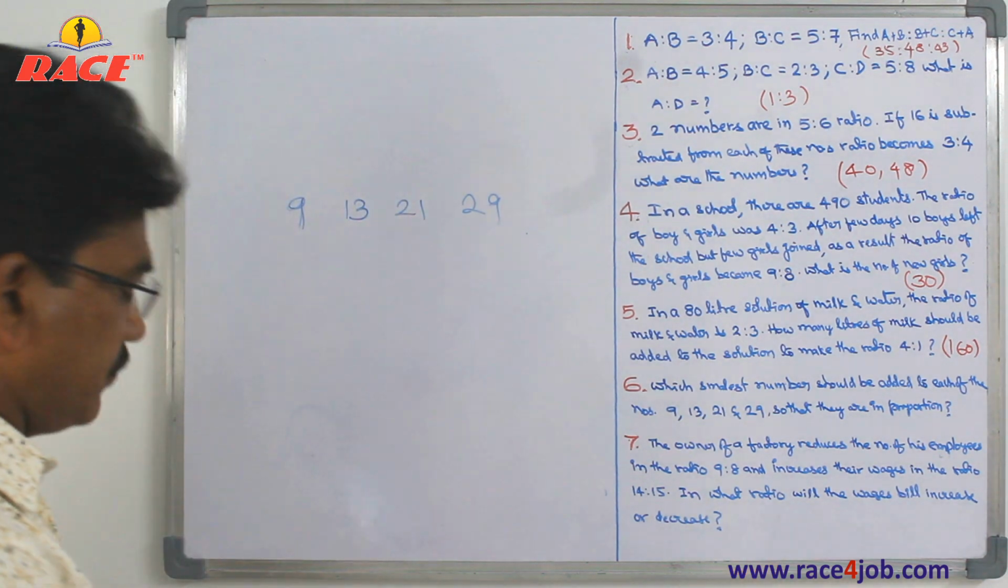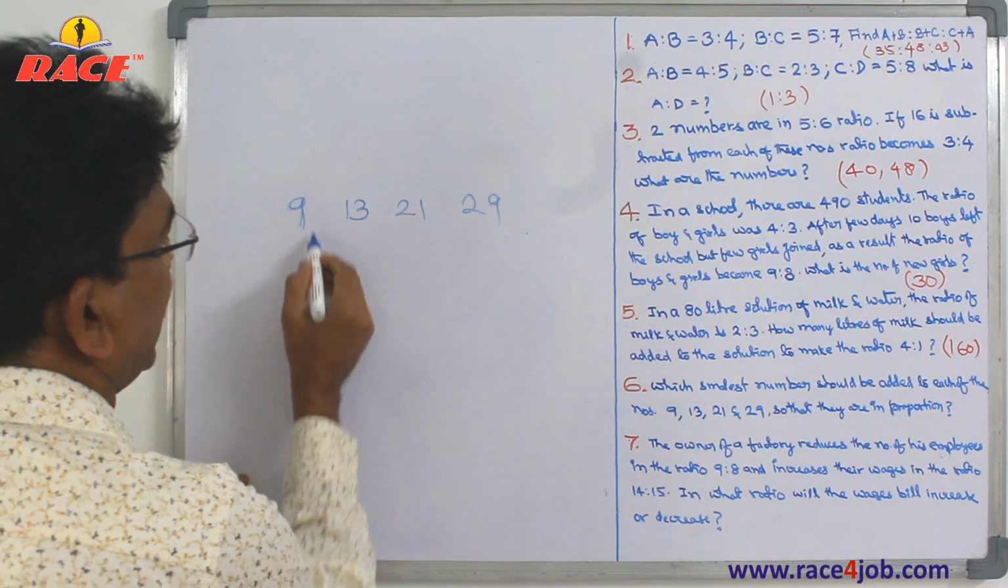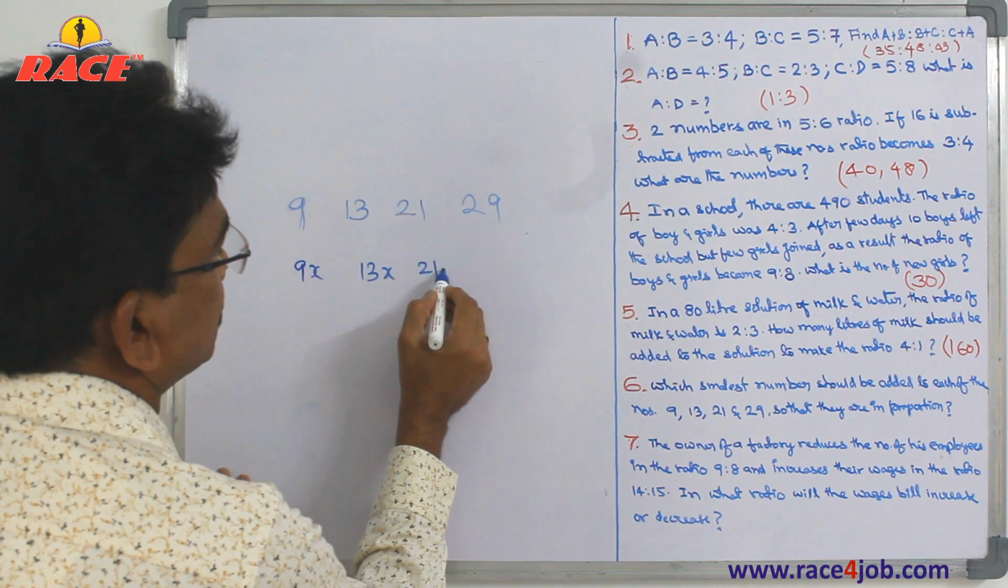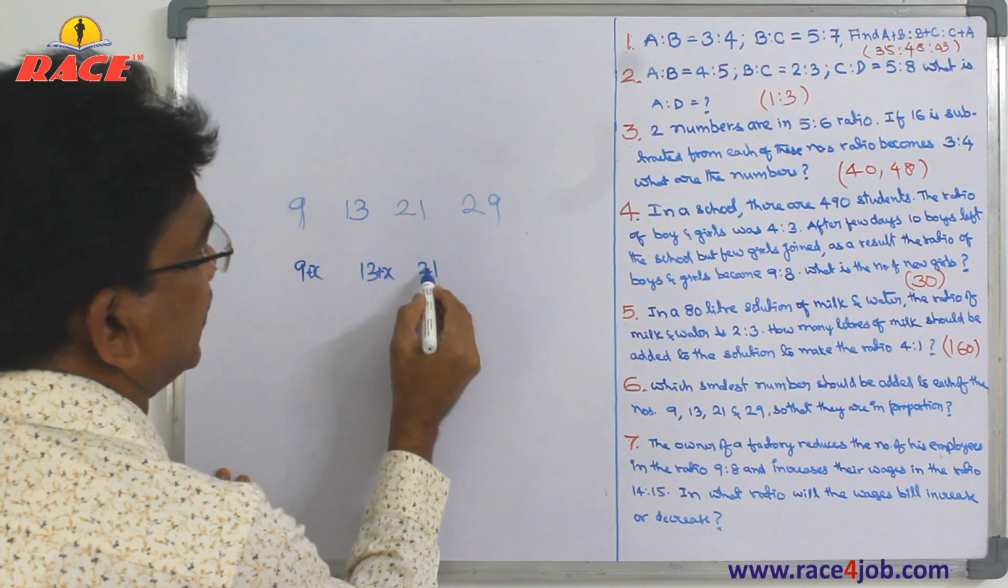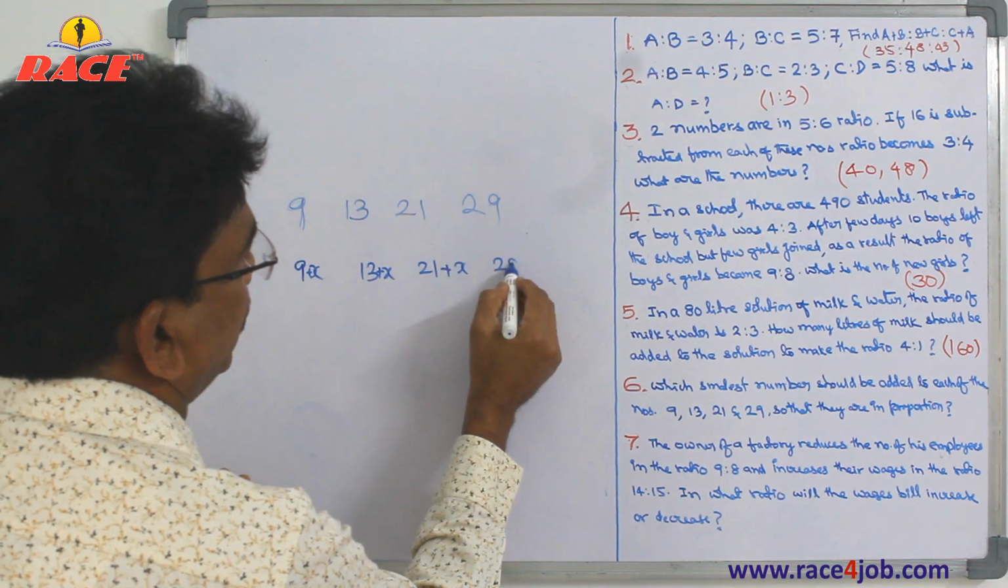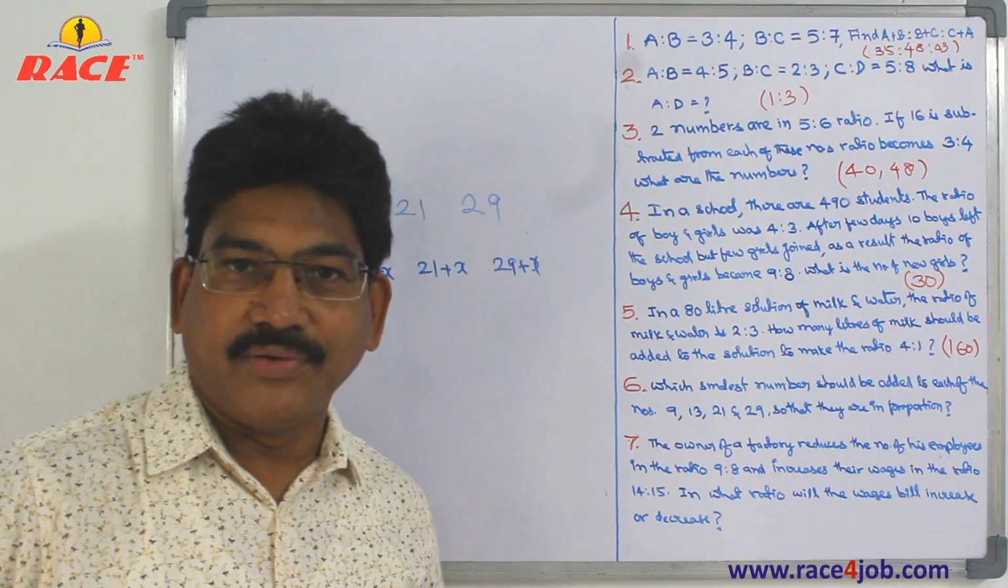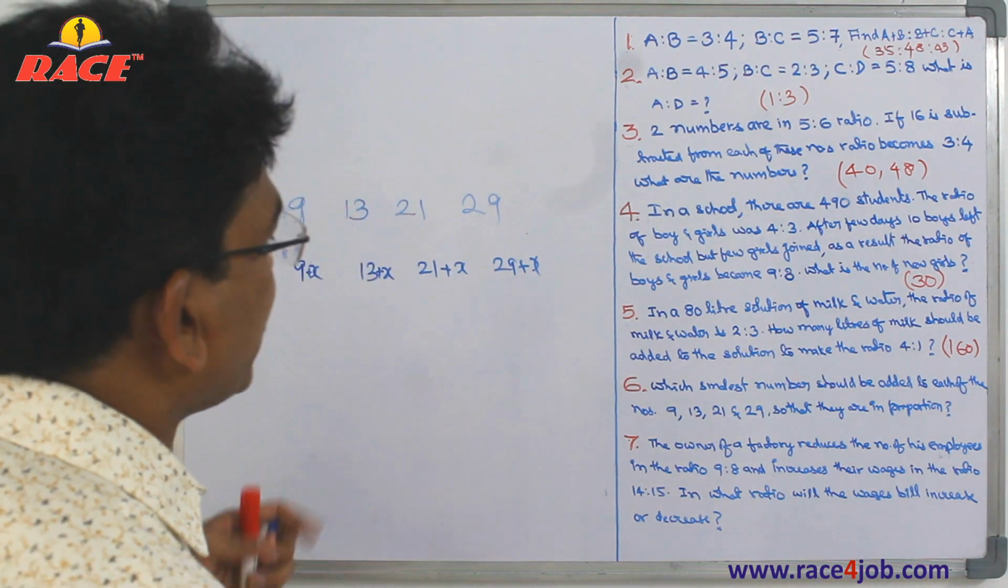Say that one, how do we solve this one? We say x we are adding, then 9 plus x, 13 plus x, 21 plus x, 29 plus x. We are adding x. That's what we have to find out. Okay? Then they make a proportion.